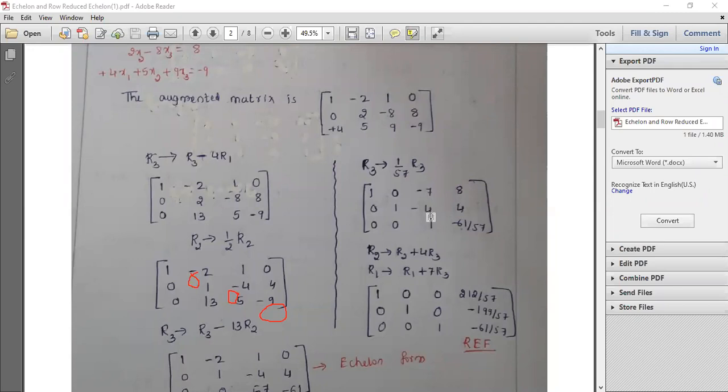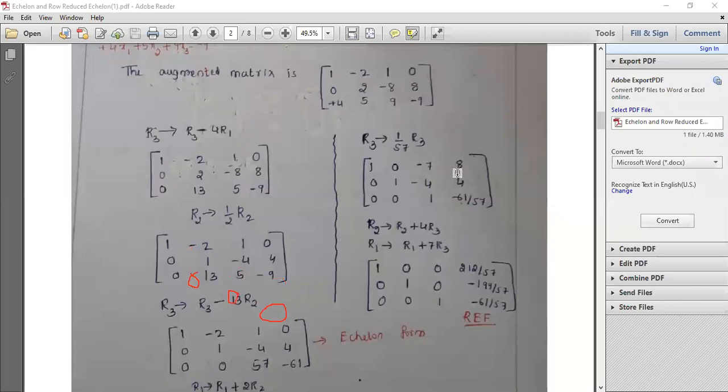So this is my R2. If I add 4 here, then it will be 0. Similarly, if I want to make this element 0, then R1 changes to R1 plus 7 times R3. If I do this, then this element also will be equal to 0. After doing so, R1 changes to R1 plus 7 times R3, that is 8 plus 7 times minus 61 by 57, which will be 212 by 57, and 4 plus 4 times minus 61 by 57. If I do this, you will get minus 199 by 57, and the last term is minus 61 by 57.